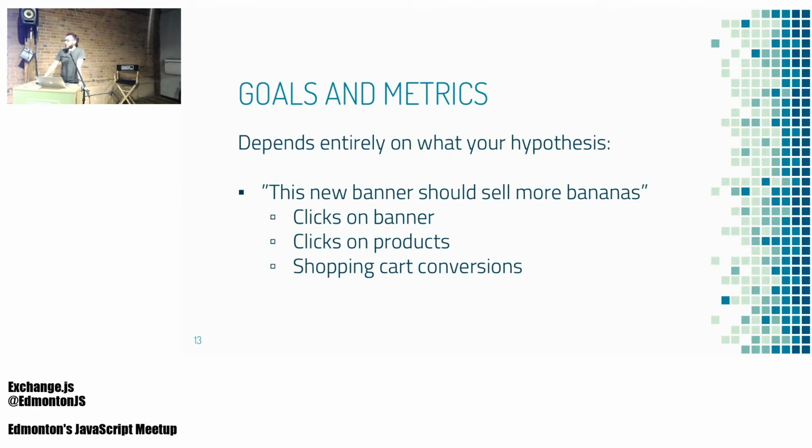This is an important thing. Some people will just try to test everything all at once and watch every single metric at the same time, and it doesn't work that way. So you're trying to make a banner that sells more bananas, and you have to think about the banner itself. Clicks on that, clicks on different conversion funnels throughout your website from that page, and then end game conversions all the way to the end of your shopping cart, stuff like that.